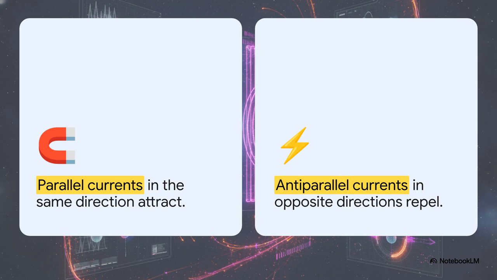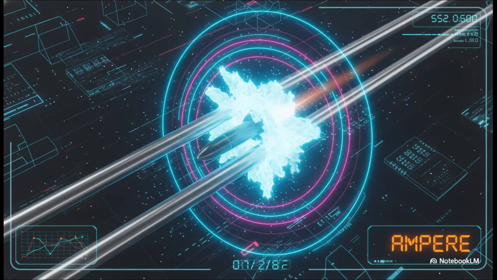If the currents clash and flow opposite to each other, the wires actively push apart. It's this awesome chain reaction where wire A creates a magnetic field, wire B sits inside it and feels a force, while at the exact same time, wire A is sitting in the field created by wire B. And listen, this isn't just abstract textbook stuff.